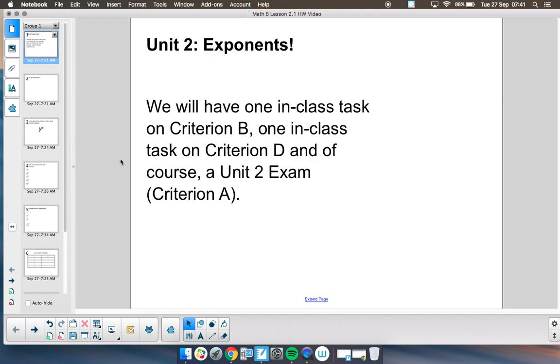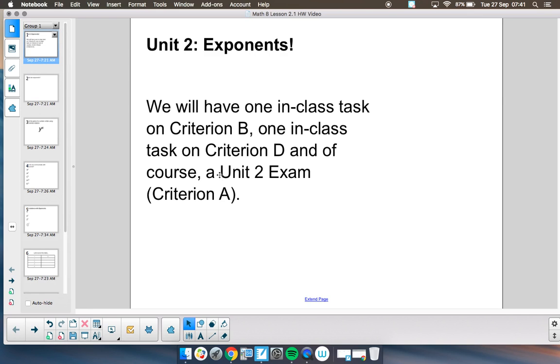It's on exponents. So you may have heard this term before. Another way that some people say it, it's typically a British term, is indices. Okay, so exponents, indices, it's all the same stuff, and we are going to get into it and we're going to work with it all through Unit 2.